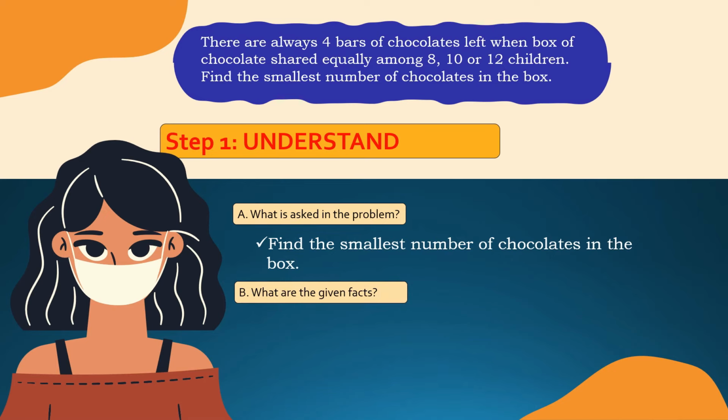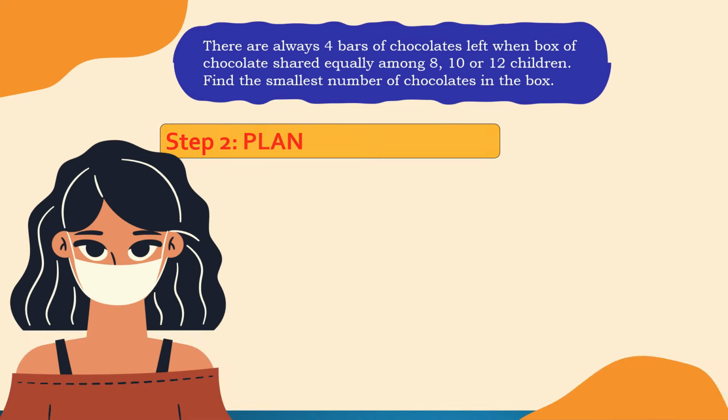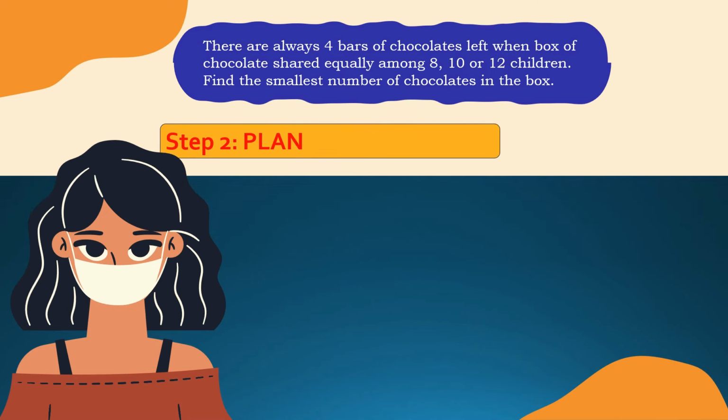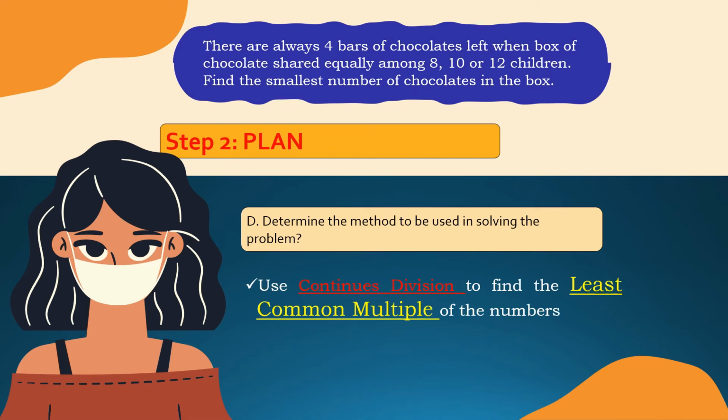Next are the given facts or the important numbers to solve the problem. We have 4 bars of chocolates left, shared equally among 8, 10, or 12 children. Next are the phrases or the word clues. In this problem, we have smallest number, which tells us to solve for the LCM. Step 2 is plan. So we have to determine the method to be used in solving the problem. So we will use continuous division to find the least common multiple of the numbers.